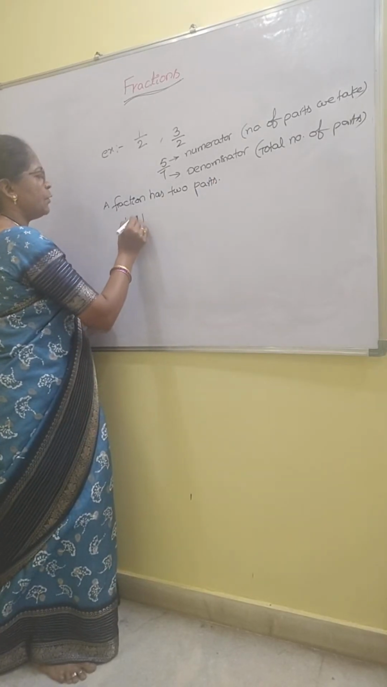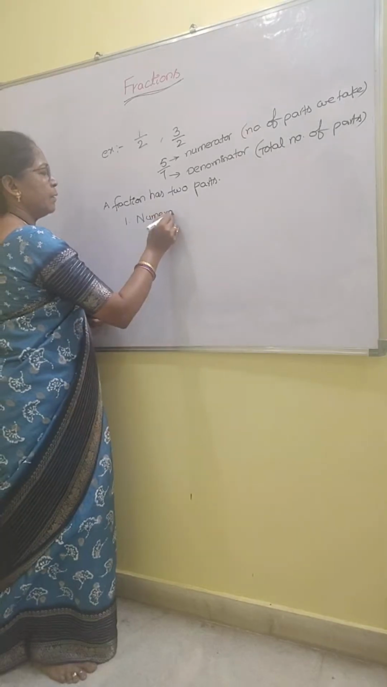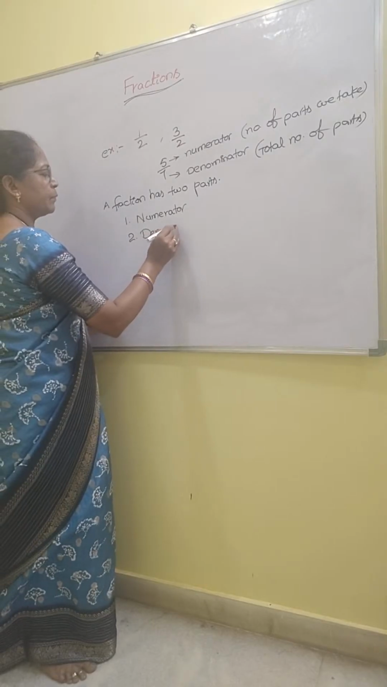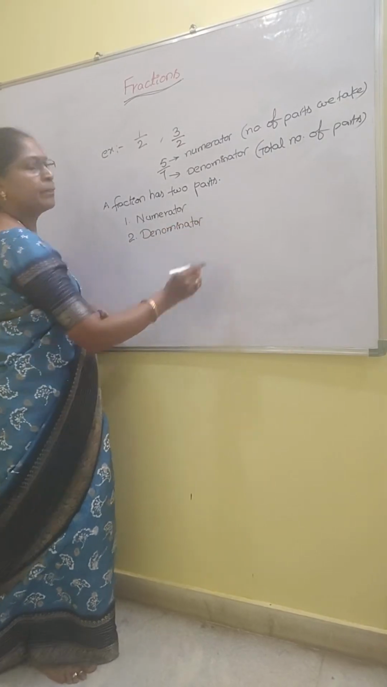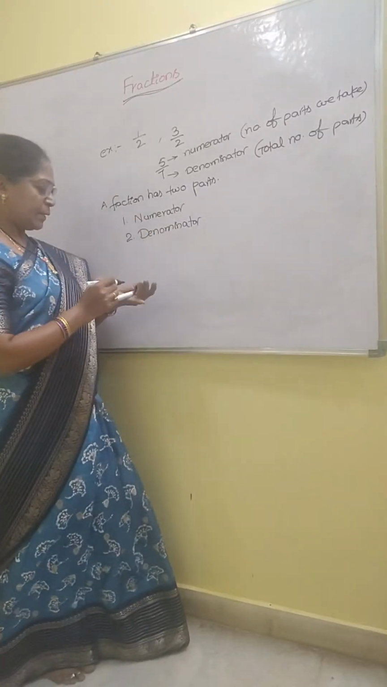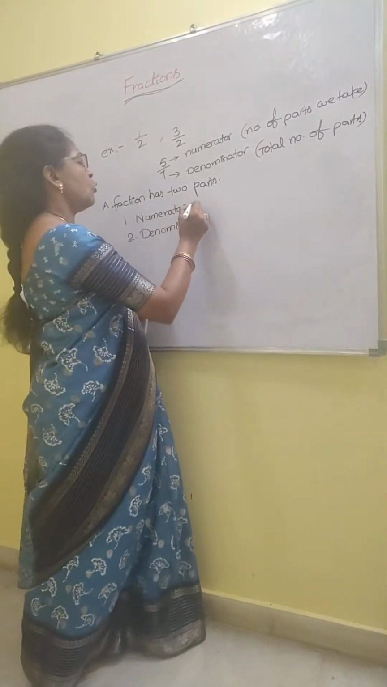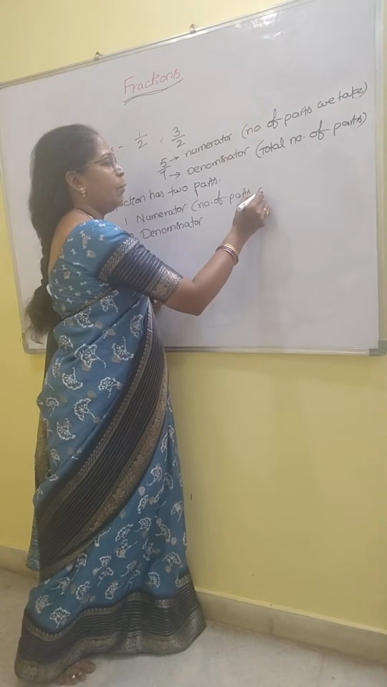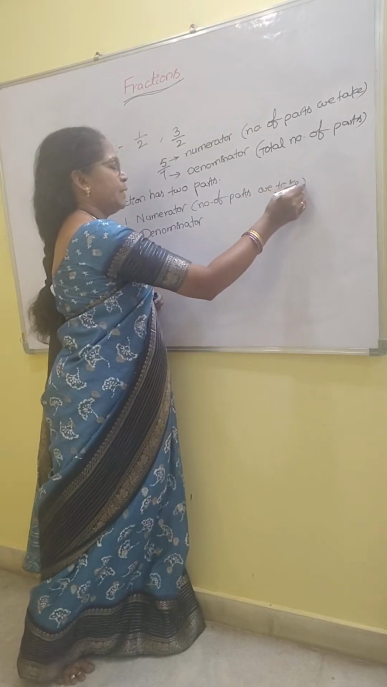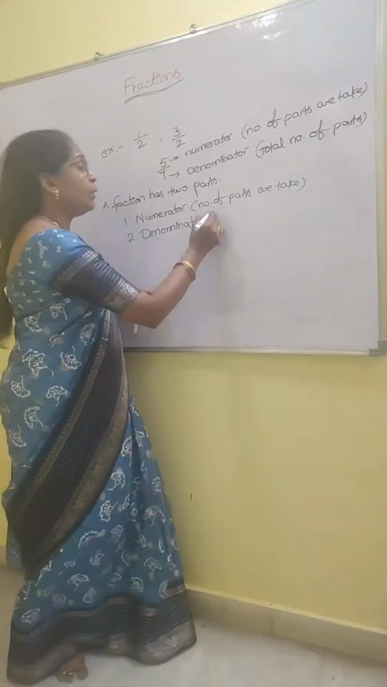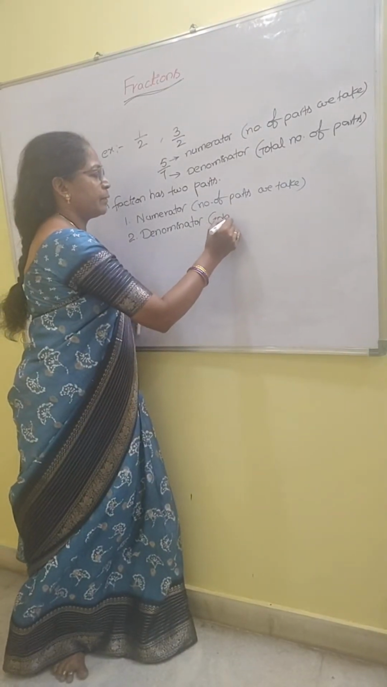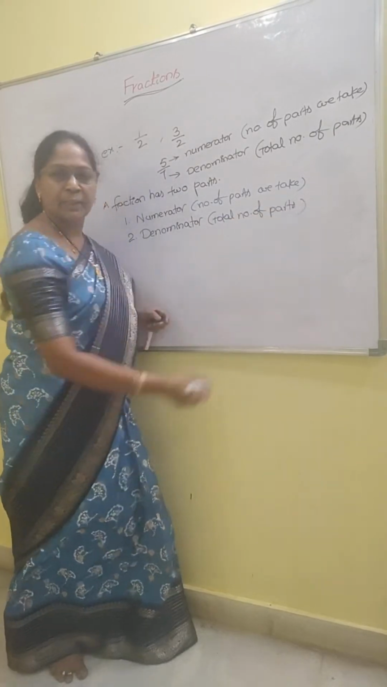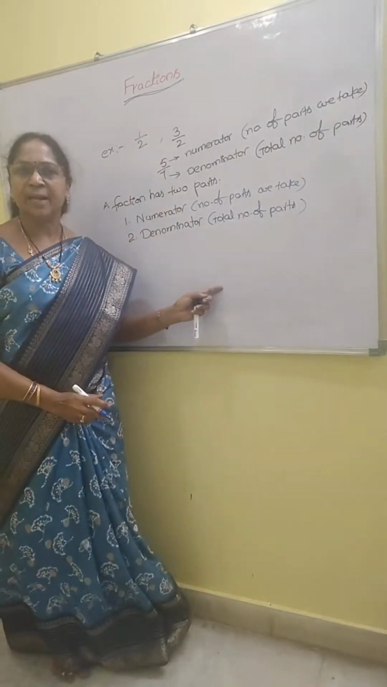The first one is the numerator and the second one is the denominator. The numerator represents the number of parts we take. And the denominator represents the total number of parts. Like this. So this is a fraction.